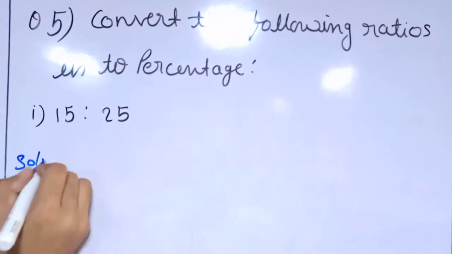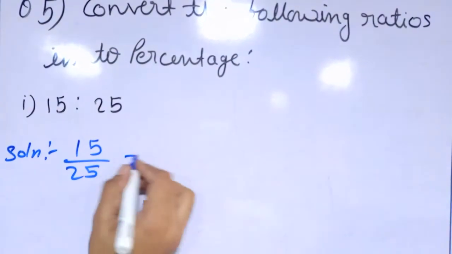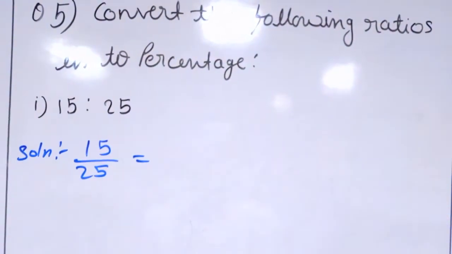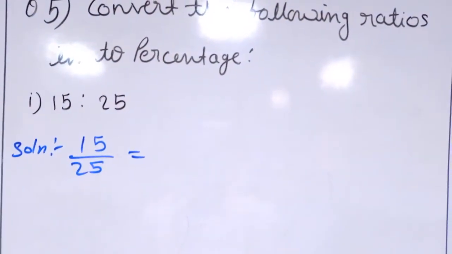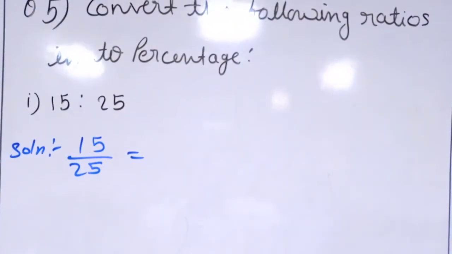So let's start. Can we write this as 15 upon 25? Yes. Now to convert this 25 into 100, what do we have to do? 25 is less than 100. Whenever we have the denominator less than 100, we always multiply.